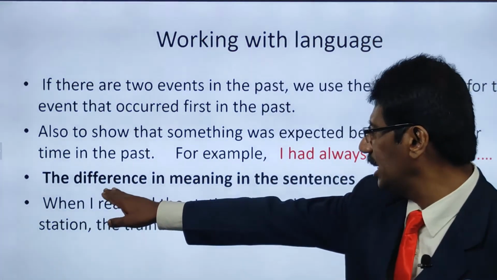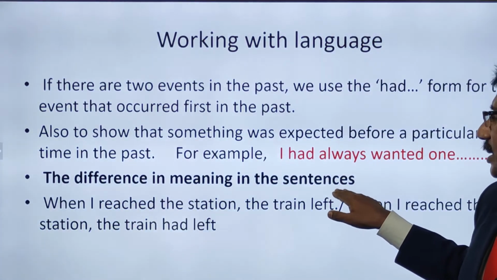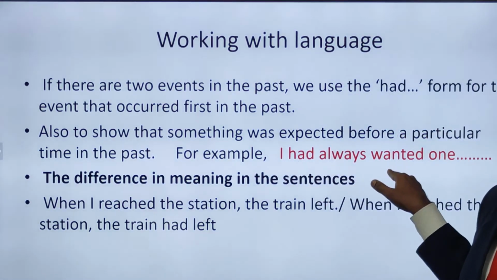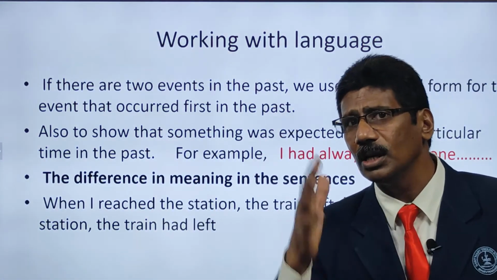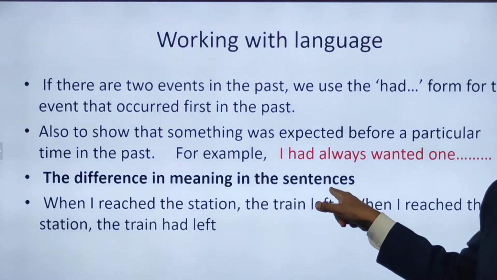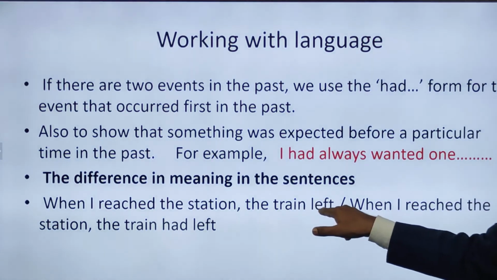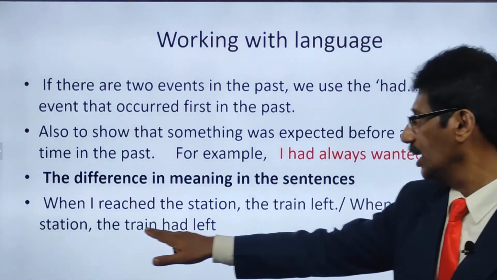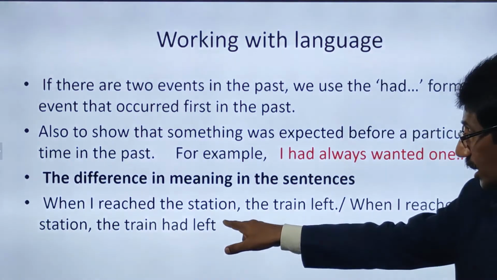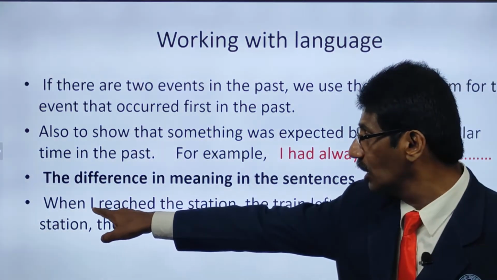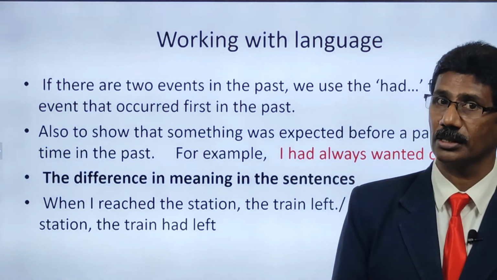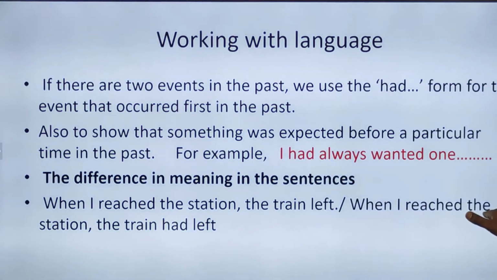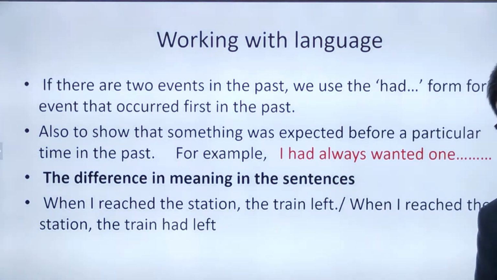Now, the difference in meaning in the sentence is shown by using this. Earlier sentence, do you remember? Everything was in simple past tense. It will not work. Now you can find the difference in meaning. When I reached the station, the train left. When I reached the station, the train had left. You see the difference in meaning. First sentence: when I reached the station, the train left. Both are in simple past. The sense is less. But when I reached the station, the train had left. By the time I reached, the train had already gone.